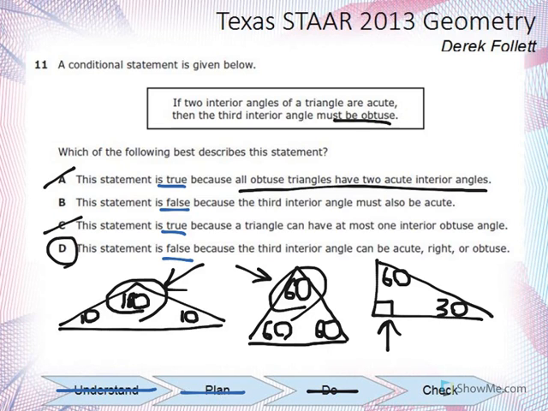And choice C says this statement is true because a triangle can have at most one interior obtuse angle. Well, again, that is true, but that does not mean our statement is true. So if you had read those, you might have been tempted to pick them just because they're saying something that is true, but that has no consequence on our statement, which we know is false. Okay, hope that helps.